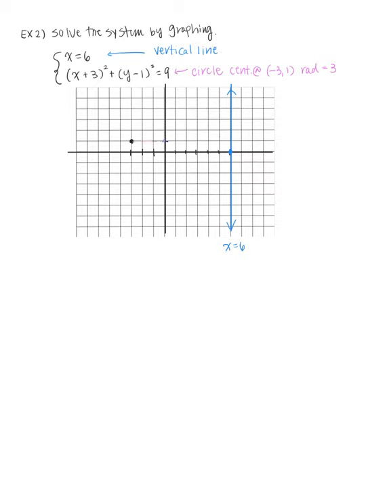So maybe your graph is going to go past here. And then 3 units above will be here. Your circle better touch that point. And then 3 units will be right here, and then 3 units down will be here.